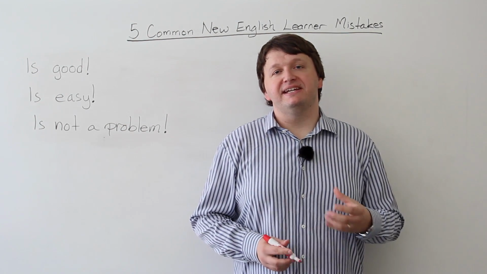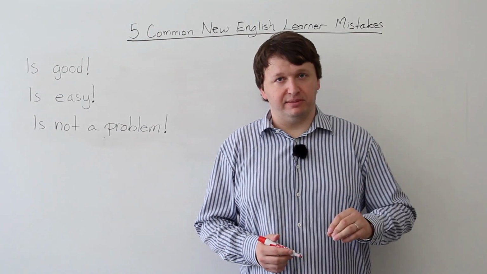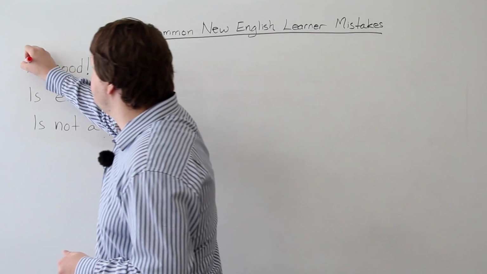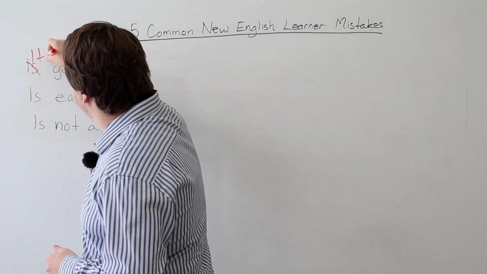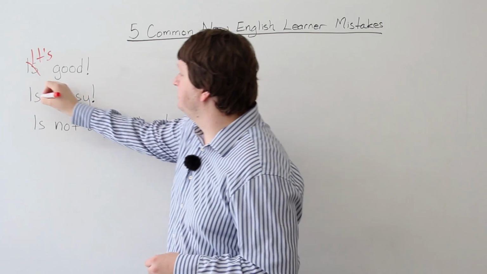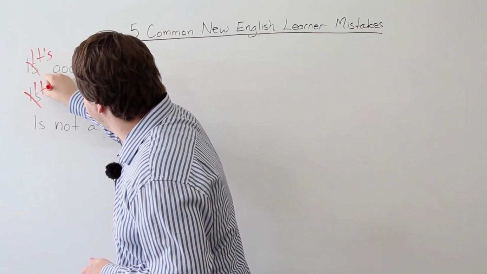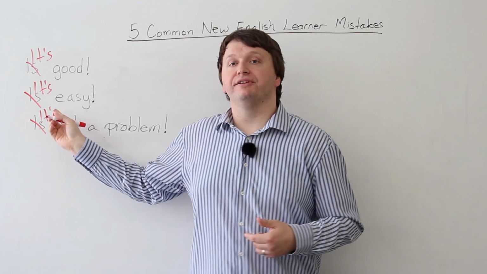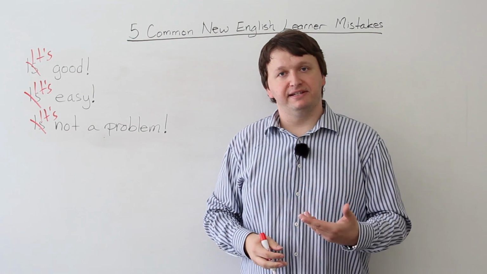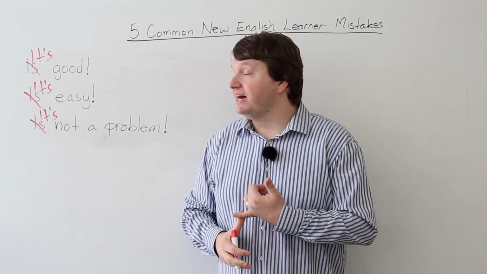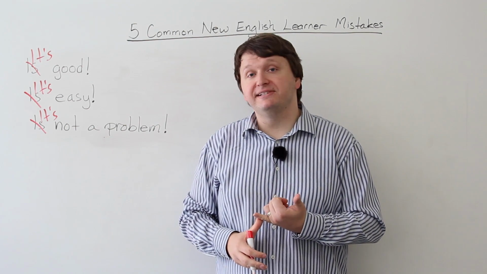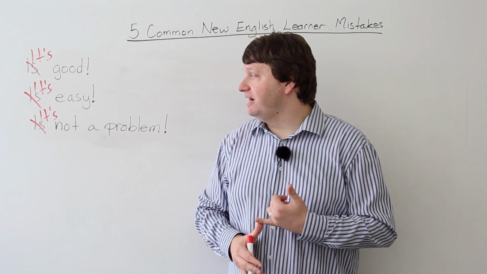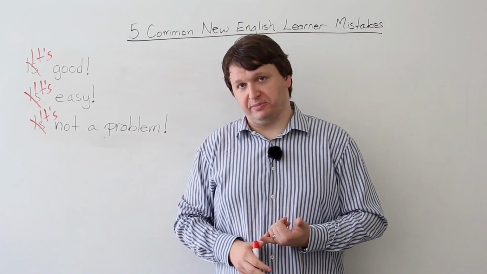Okay? However, when you're making a statement, you cannot say is good, is easy, is not a problem. You have to say it is. In English, you need the subject. Okay? So for these, we don't say is good. We say it's good. It's easy. It's not a problem. Okay? And all of these mean it is. So not is good, it's good. Not is easy, it's easy. Not is not a problem, it's not a problem.